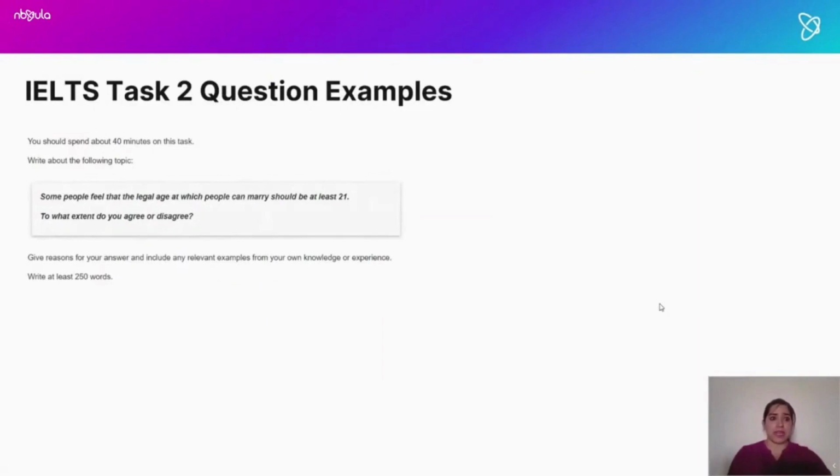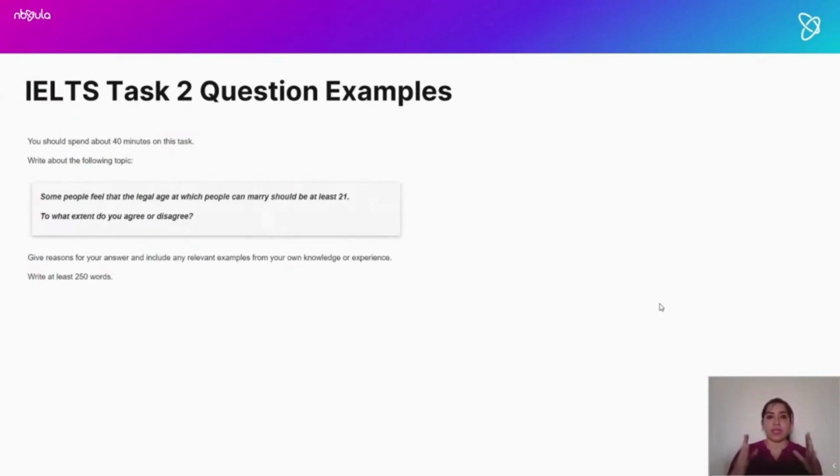So here's an example of that. Some people feel that the legal age at which people can marry should be at least 21. To what extent do you agree or disagree? So here you're playing with opinions, right? You might agree with this, or you might disagree with this, or you might have wavering opinions about it.